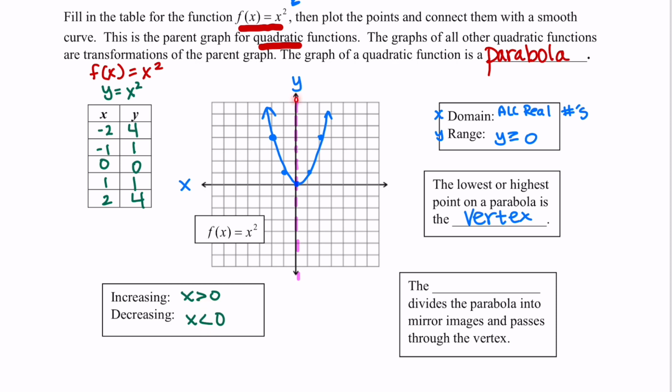Now we have this dotted line in the center. This is called the axis of symmetry. It's always just in the center of the parabola, and it divides the parabola into mirror images that pass through the vertex. The vertex is always on top of the axis of symmetry.